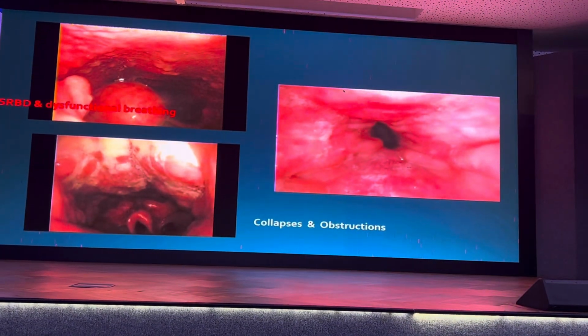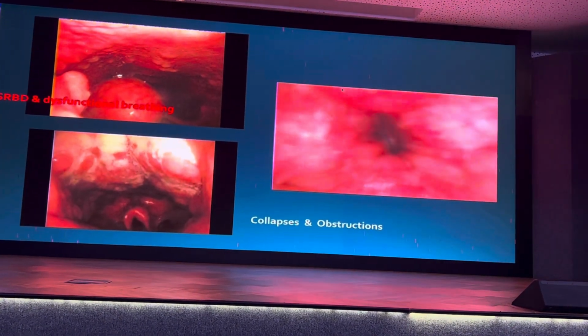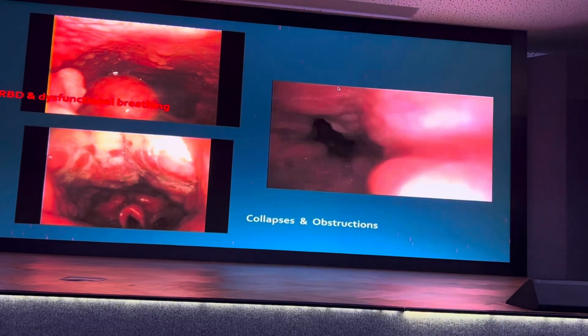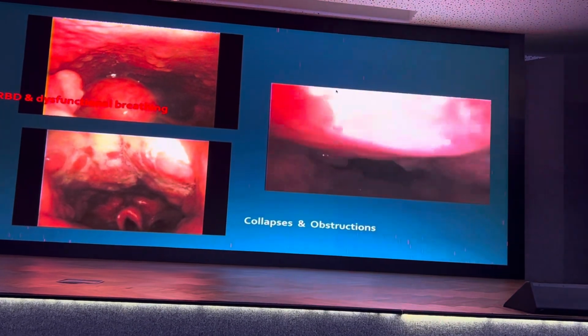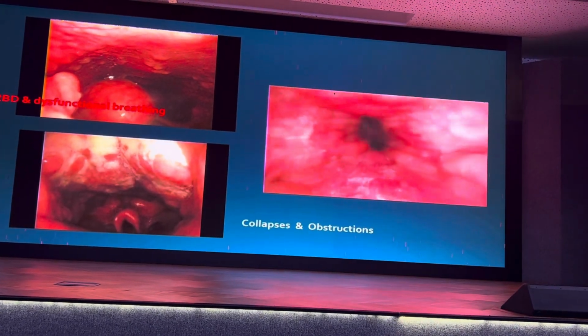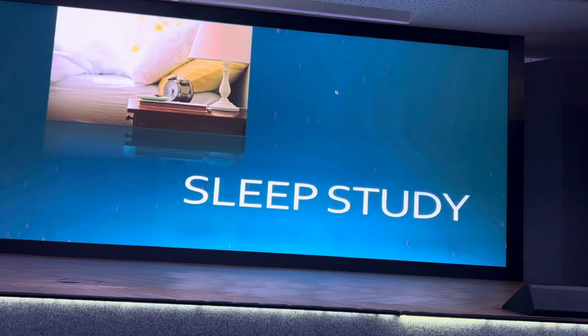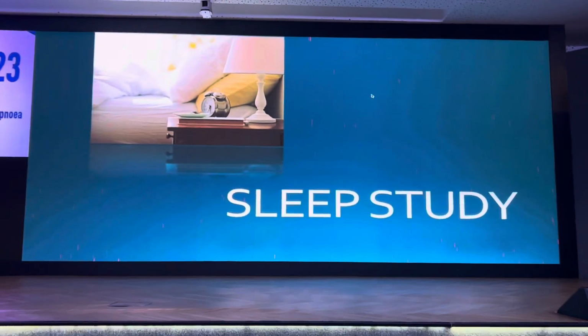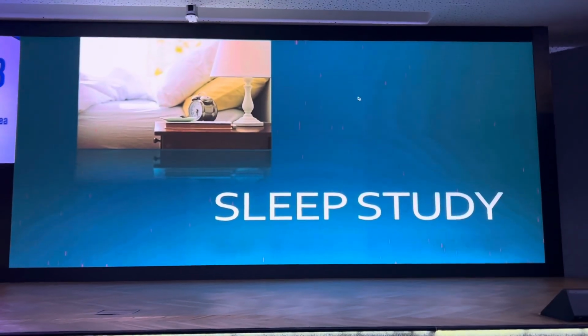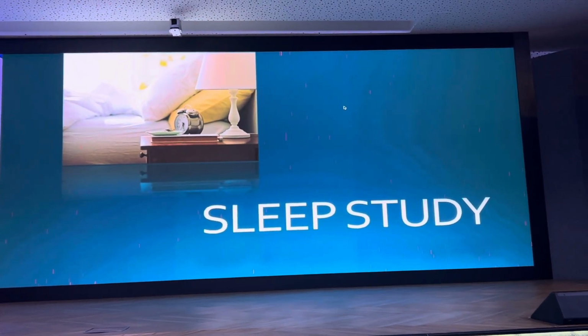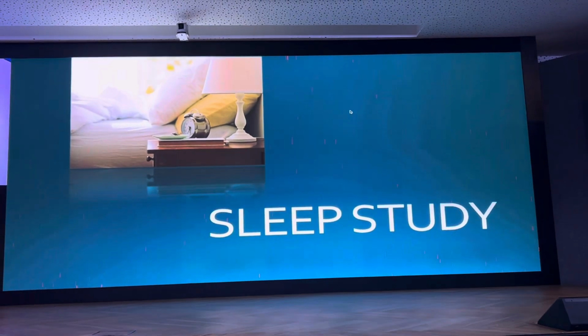And also, when you're doing a flexible scopy, again we need to assess 2 things: at end expiratory flow and at inspiration, how are the cross-sectional areas. So all these give us anatomic clues of the level of obstruction and the degree of obstruction. Sleep study gives us the severity of the obstruction.